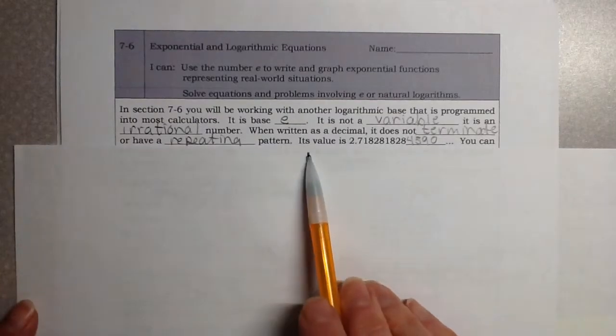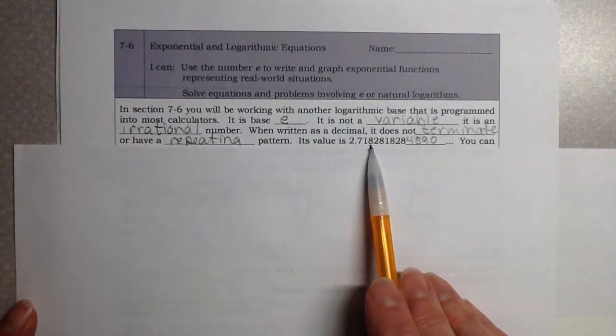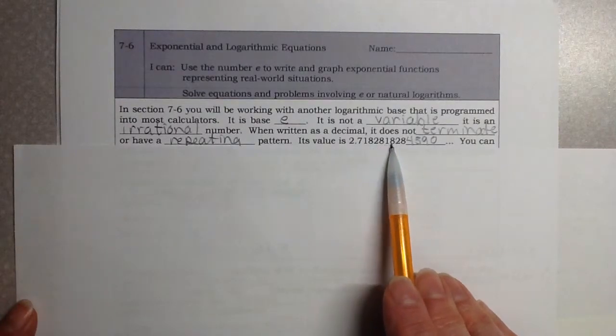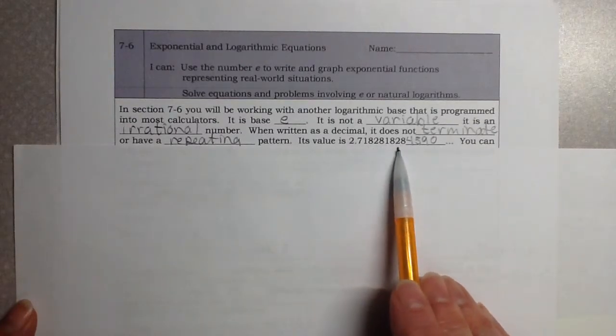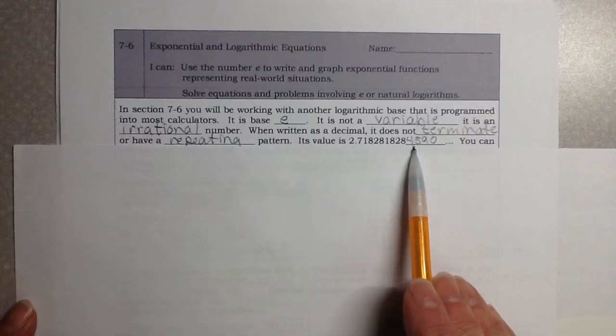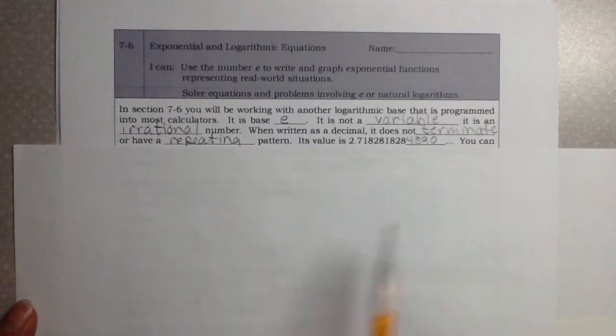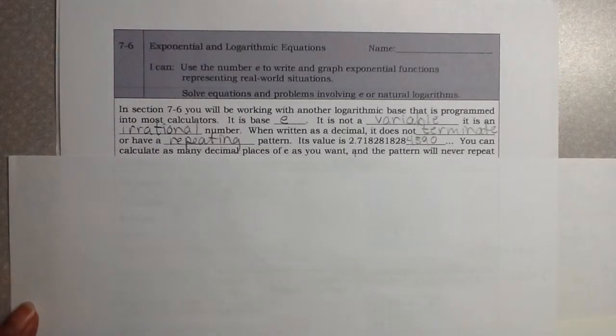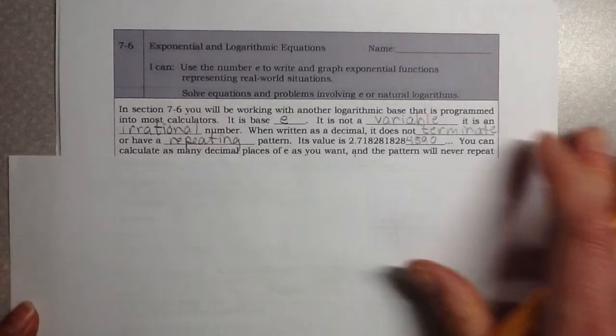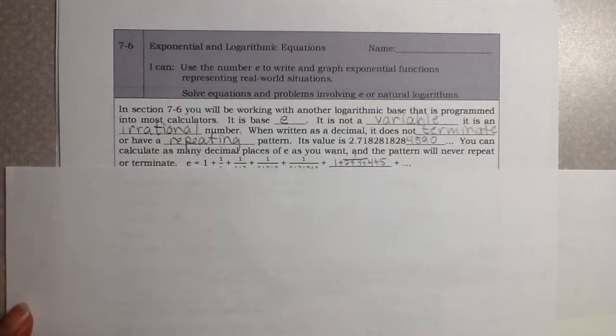So its value is 2.718, and then it goes to 281828, and you think it might repeat there, but then the next four digits are 4590. So there's no repeating pattern, and you can calculate as many decimal places of e as you want, and the pattern will never repeat or terminate.